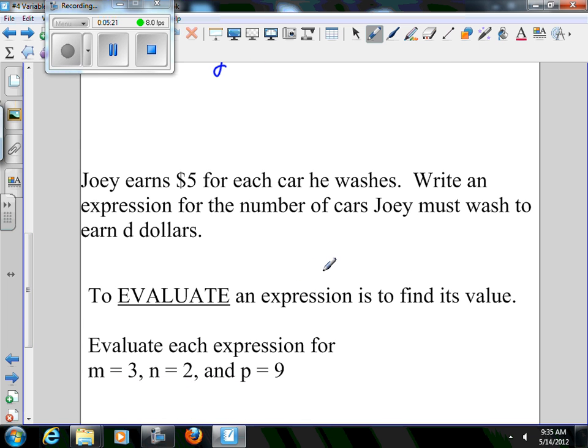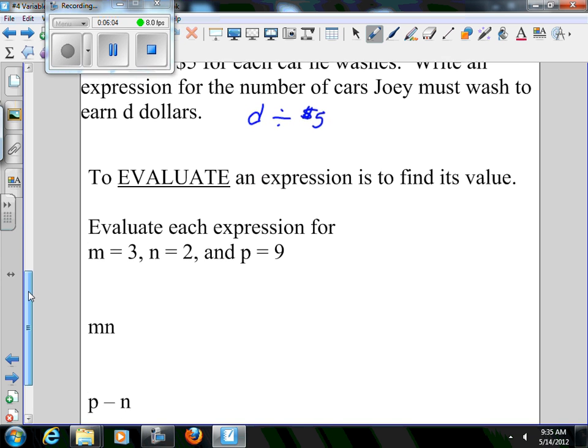Joey earns $5 for each car he washes. Write an expression for the number of cars Joey must wash to earn D dollars. Now think about this. If he wanted to earn $100 and he got $5 for each car, we would divide 100 by 5 and he would end up washing 20 cars. So if D dollars is what he wants to earn, we're going to have to divide D by $5, which will give us the number of cars that he needs to wash.